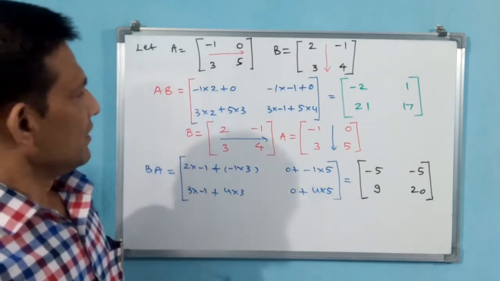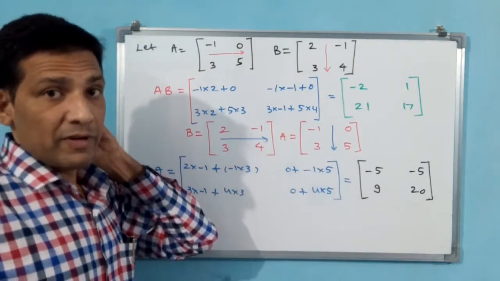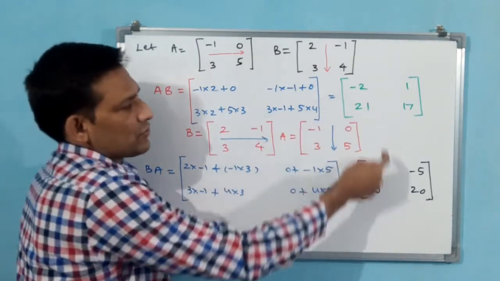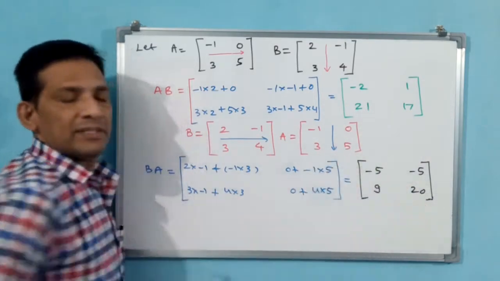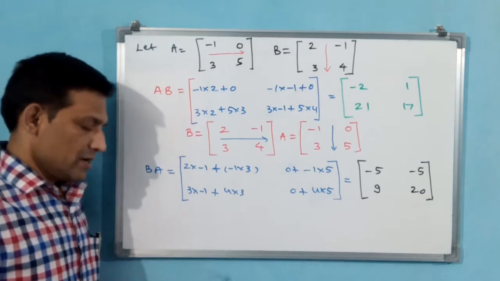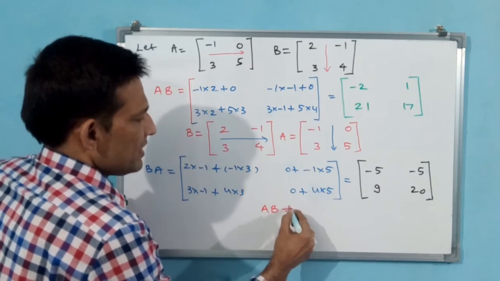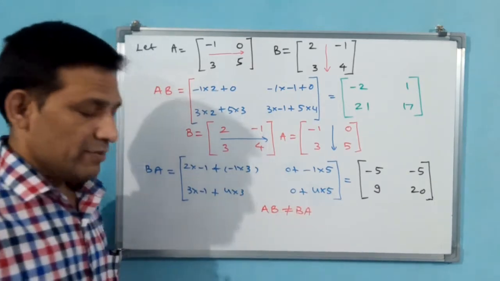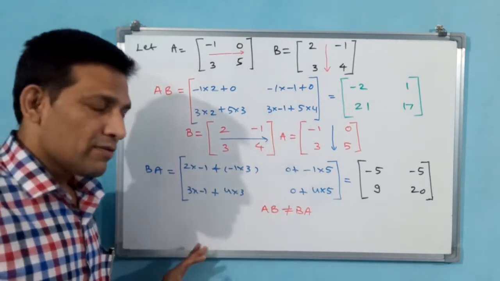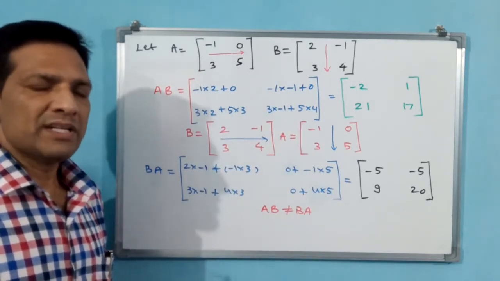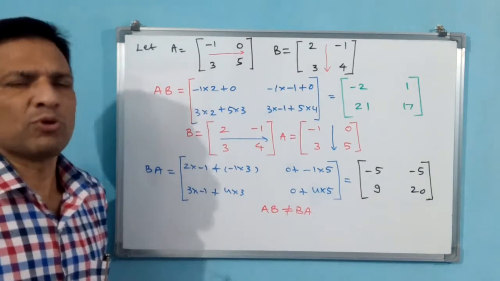Okay. Now you see, this is AB. This is BA. In front of your eyes, both are available. You see, minus 2, minus 5. 1, minus 5. 21, 9. 17, 20. That means we can say AB is not equal to BA. That means multiplication of matrices is not commutative, or we can say multiplication of matrices is non-commutative. Not commutative, non-commutative, both have the same meaning.